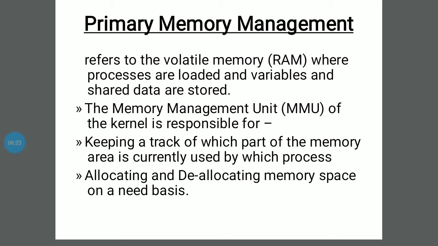And for deallocating memory, as I said with process termination, when the process terminates, the memory allocated for it is no longer required. In that case we can deallocate it so that the memory can be made available for other processes. Again, that is done by the memory management unit. So primary memory management is mainly RAM, a volatile memory where shared data and variables are loaded, and it keeps track of which part of the memory is used and which is not required. Allocation and deallocation are done by this memory management unit.